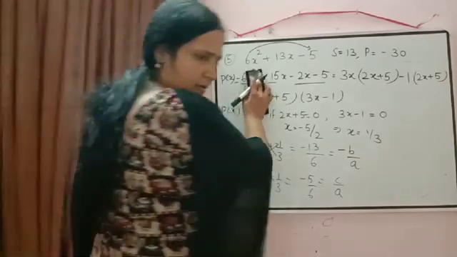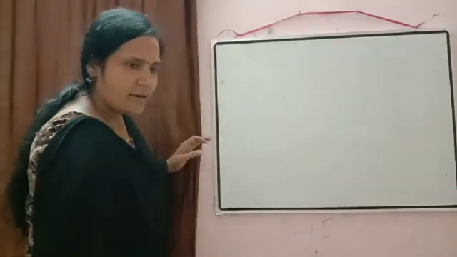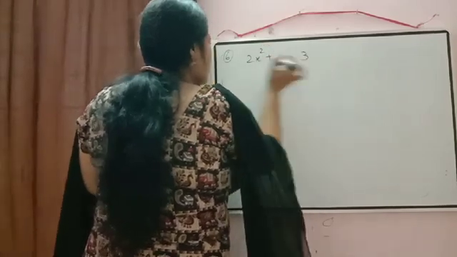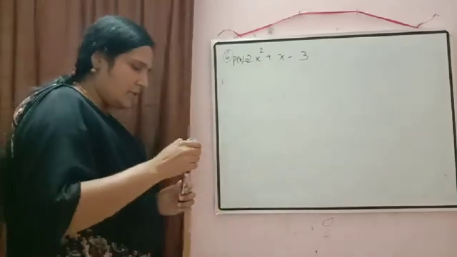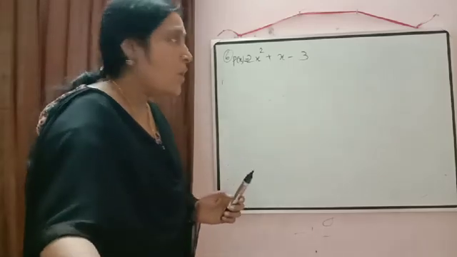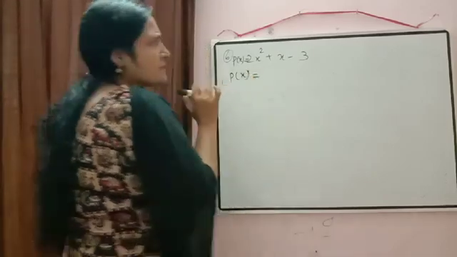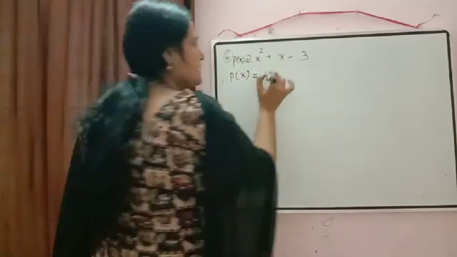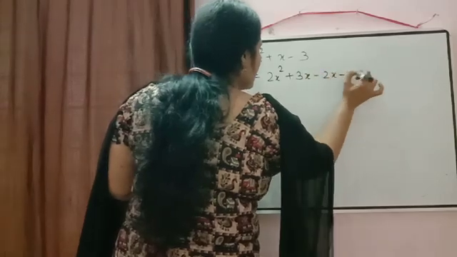Okay. Write down. The next one is 2x square plus x minus 3. Next polynomial is 2x square plus x minus 3. So this one we will take it as P of x. Okay. So now here again we need two numbers. Sum should be equal to 1 and the product should be equal to minus 6. What will be the two numbers? 3 and 2. And which one will be positive? 3 will be positive. So just write down here 2x square plus 3x minus 2x minus 3.